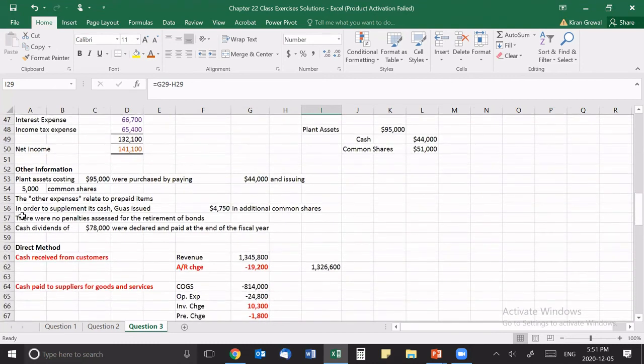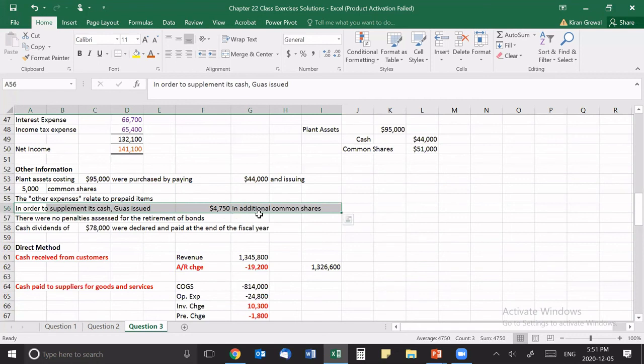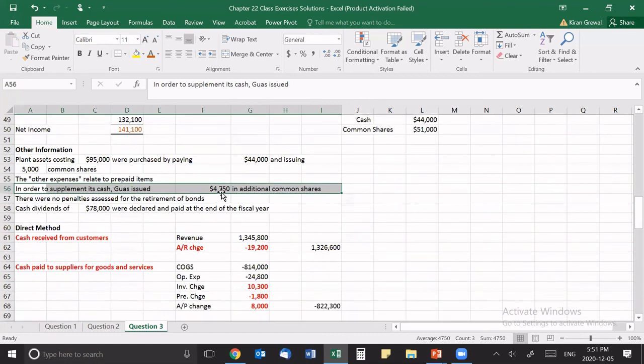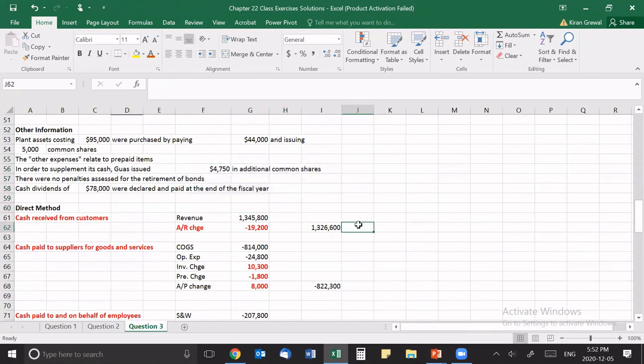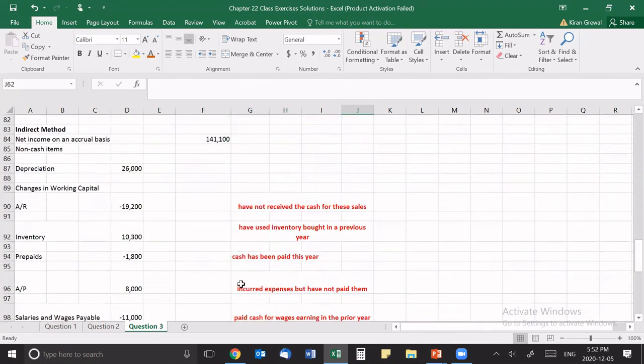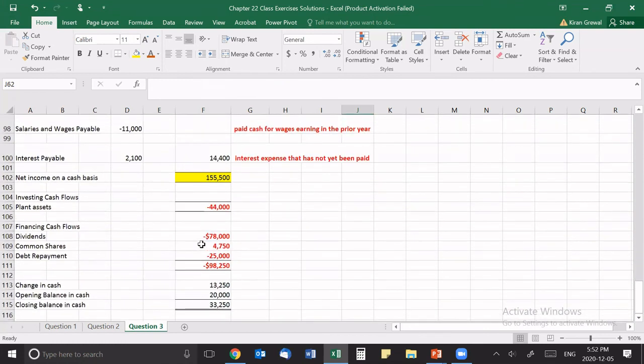And if you see, we do have a note here that says, in order to supplement cash, Gus issued $4,750 in additional common shares. Okay, so we know that they issued common shares. When common shares are issued, that means the company gets cash. So it's going to be added to our cash flow statement. So we're going to add that 4,750 amount.